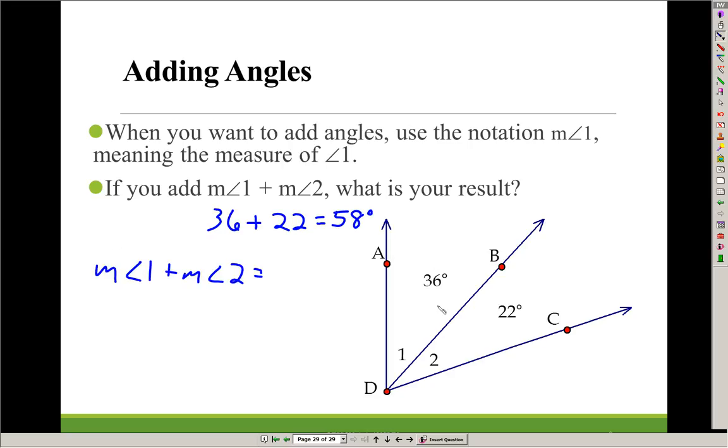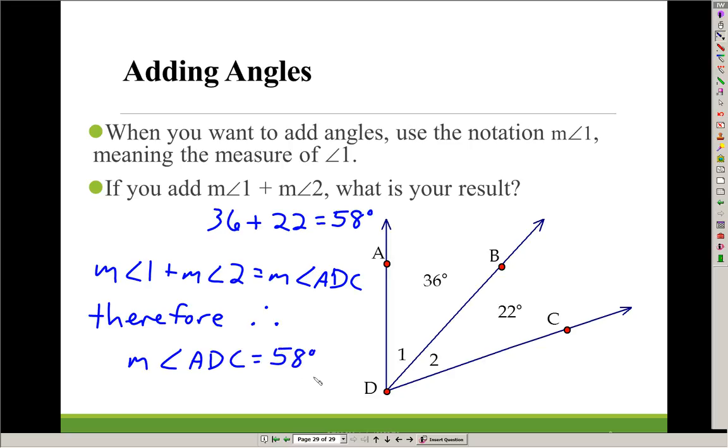And you could also say that since the measure of angle 1 plus the measure of angle 2 equals the measure of the whole thing, and the whole thing is angle ADC, D is the middle letter, it's the vertex. The parts add up to equal the whole thing. Then that means, therefore, and sometimes when you say therefore, you put the 3 dots like that. That symbol means therefore. Therefore, the measure of angle ADC is 58 degrees. So the parts add up to equal the whole thing. Part plus part equals whole thing.